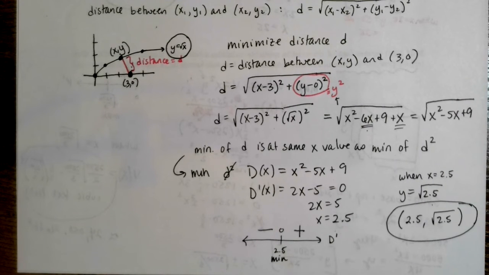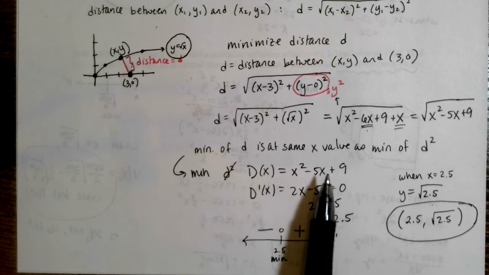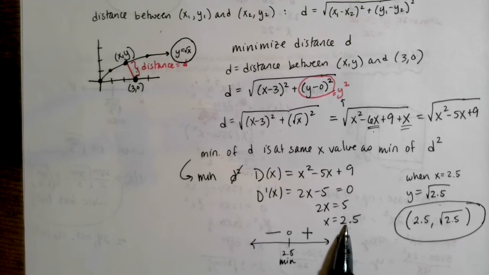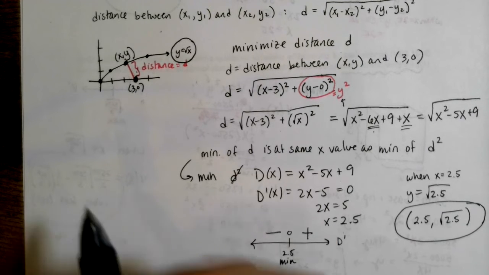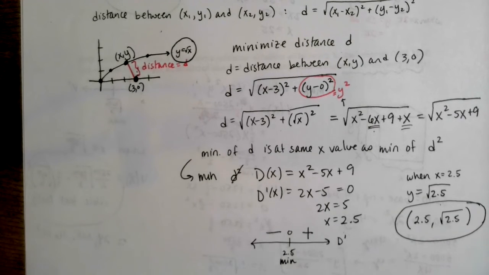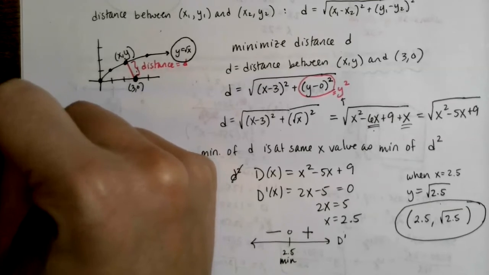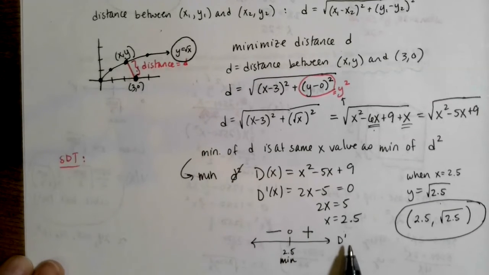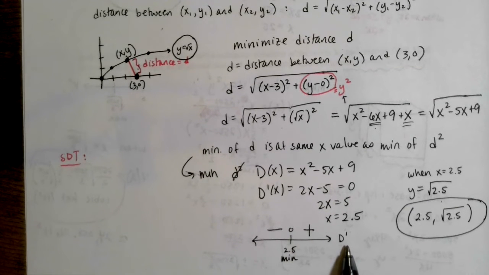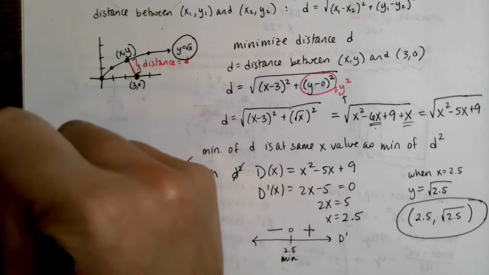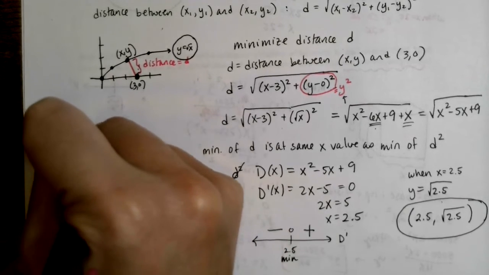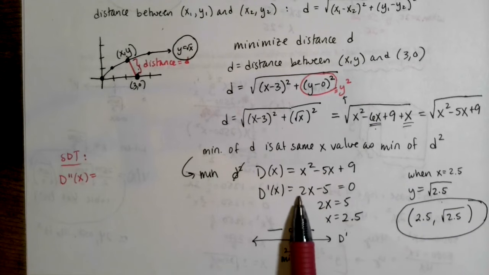All right, so let me backtrack for a minute and talk about a different way to end the problem. Once we get the critical number 2.5, another option is to use the second derivative test. Let me do this in an alternate color here. If we did the second derivative test instead of this number line stuff at the end, we would start by computing the second derivative of d, which is the derivative of 2x minus 5, which of course is just the number 2.